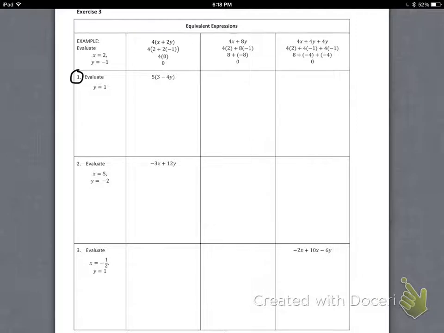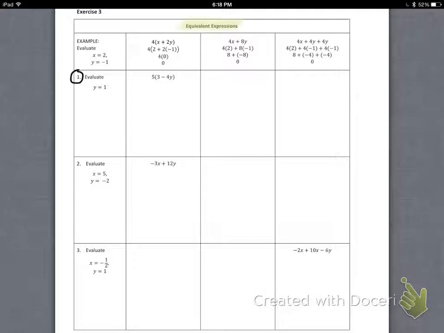But let's just look at this. What you're going to do is complete the table below by writing equivalent expressions to the given expression and evaluating each expression with the given values. Let's look at the example, because that's the best way.